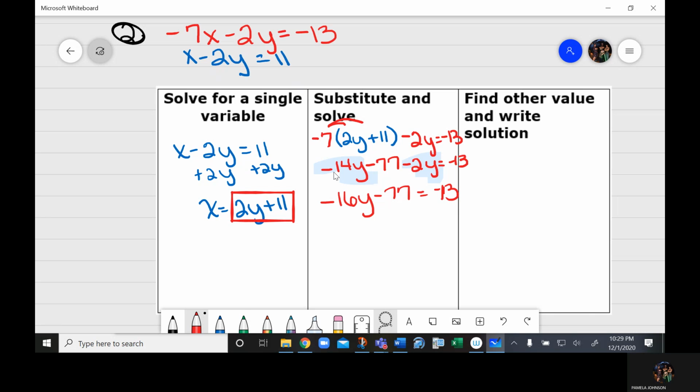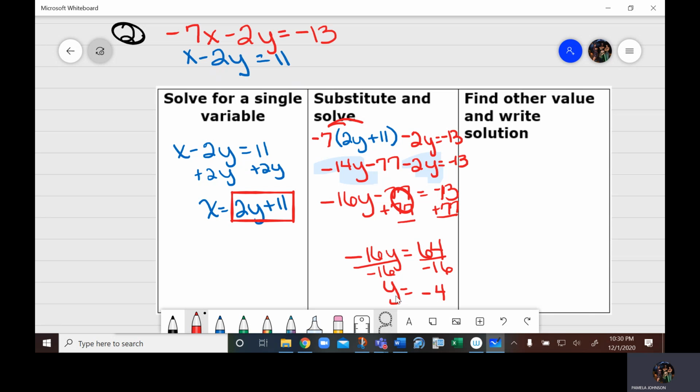All right. It is time to add 77 to both sides of my equation because now I need to actually start solving. Okay, so we're going to cancel that out there. Negative 16y equals 64. We have a positive and a negative, so we subtract them, keep the sign of the larger number. And then we're going to divide by negative 16. So y equals negative 4.